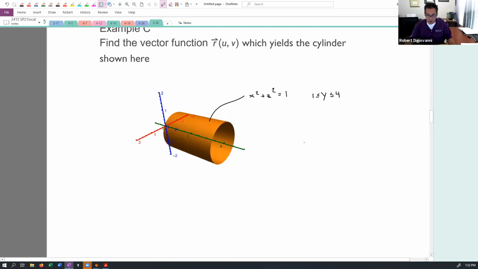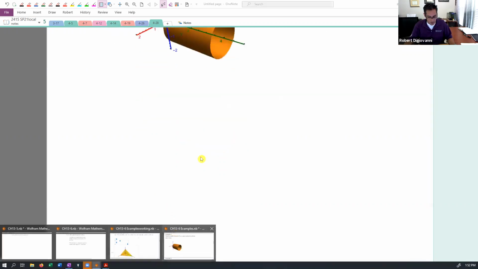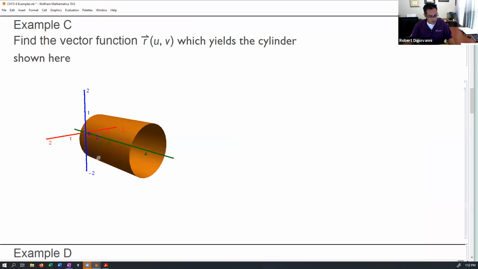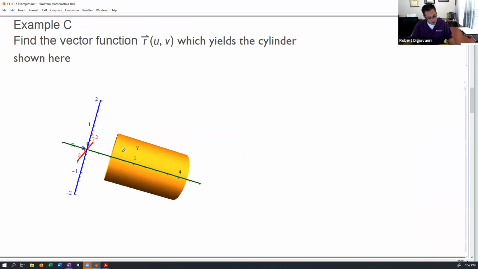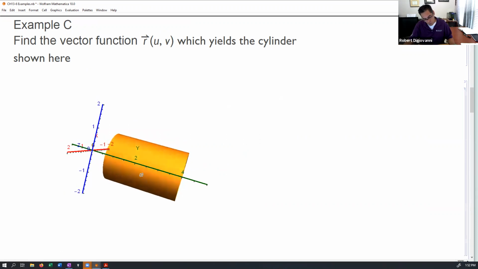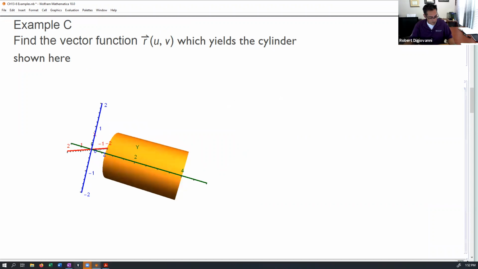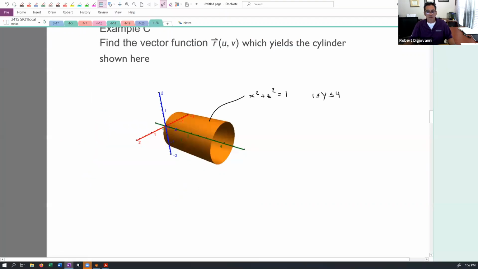Now, I do want us to restrict our y values here. I didn't turn the cylinder enough for you to see this, but if you turn it to the side, it actually starts here at 1 and ends over here at 4. But in the thing that I sent to you, I have that restriction right here for you. Okay. How can we draw this?